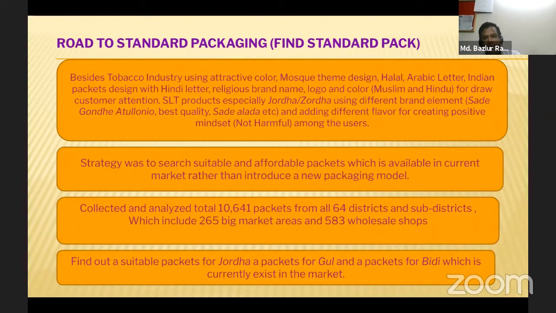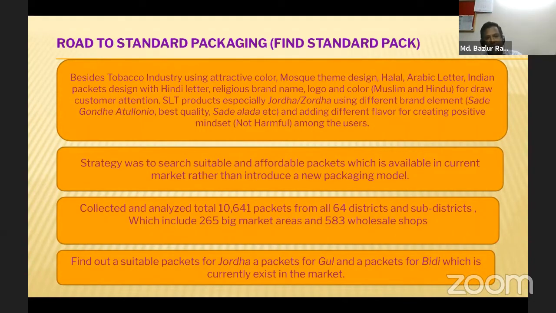For SLT products, especially Jorda, they use different brand elements. That means Bangali, the Shade Gandhe Otulunio, that means the taste is awesome, the best quality, Shadi Alada, that means the taste is different, and adding different flavors for creating a positive mindset. That means it is not harmful. They try to show among the users that it is not harmful.